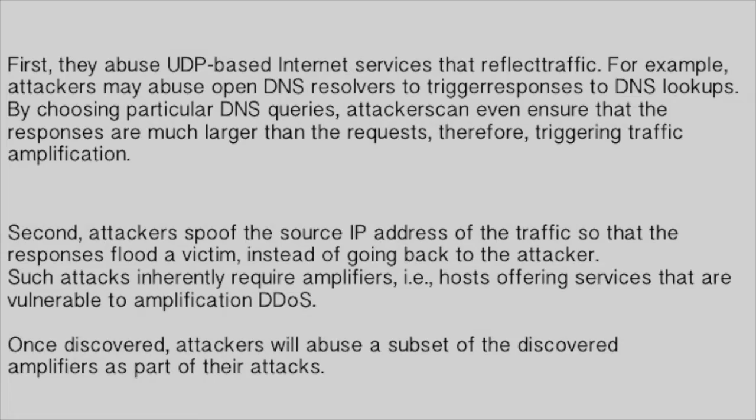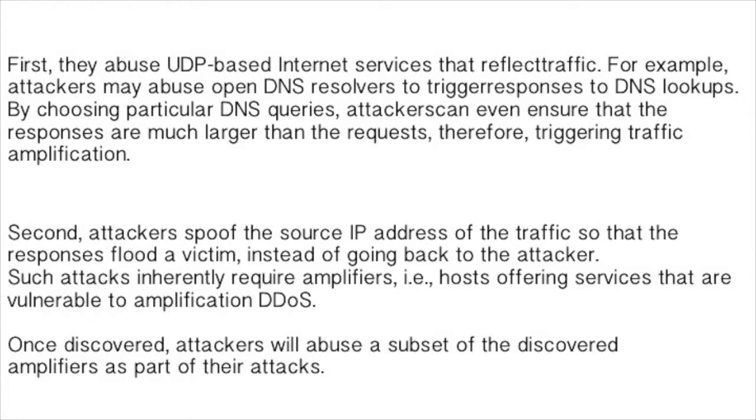First, they abuse UDP-based internet services that reflect traffic. For example, attackers may abuse open DNS resolvers to trigger responses to DNS lookups. By choosing particular DNS queries, attackers can even ensure that the responses are much larger than the requests, therefore triggering traffic amplification.